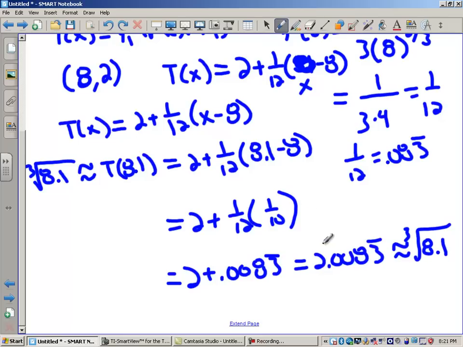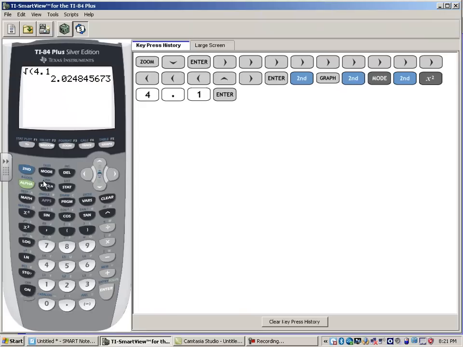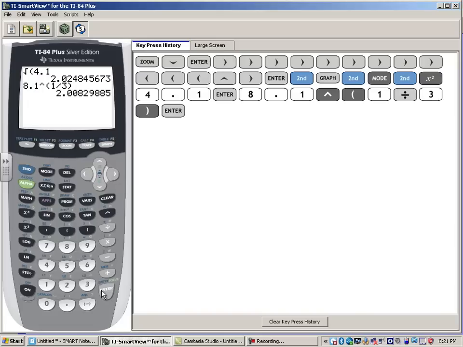I multiplied and added. Ooh, that was difficult. Let's go see how we did. 2.0083 repeating, and we wanted the cube root of 8.1. That's the same thing as 8.1 raised to the 1/3 power. We said it was 2.0083. Oh my gosh, look at that. I don't need no stinking calculators. I got a tangent line. Deuces.